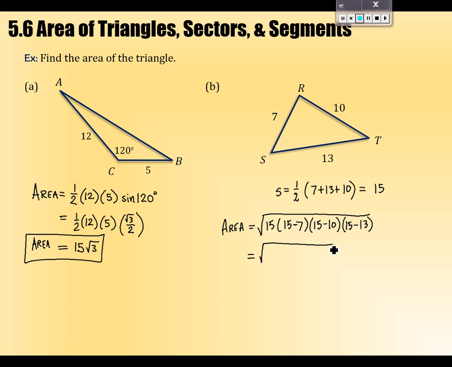Multiply all that. Okay, 8 times 5 is 40. No, you're doing 10. 15 times 8 is 100. Is that what that comes out to? Okay, I'm going to use a calculator because this is not hard. 15 times 10 is 150. 150 times 8 is 1200. All right.